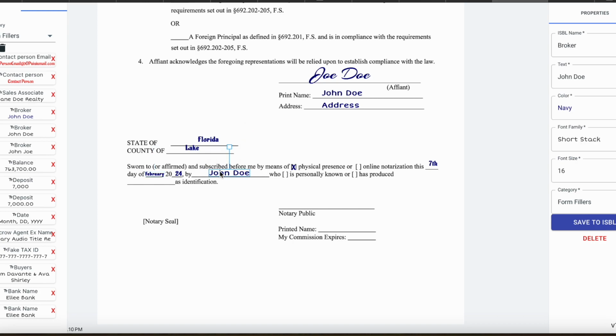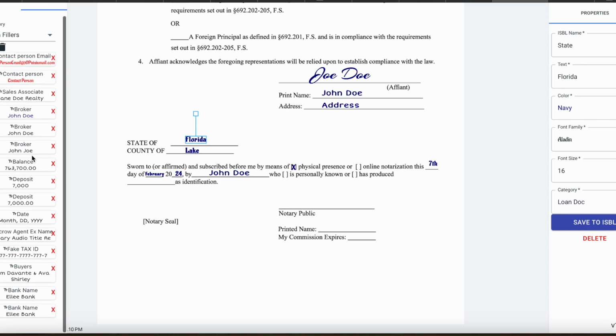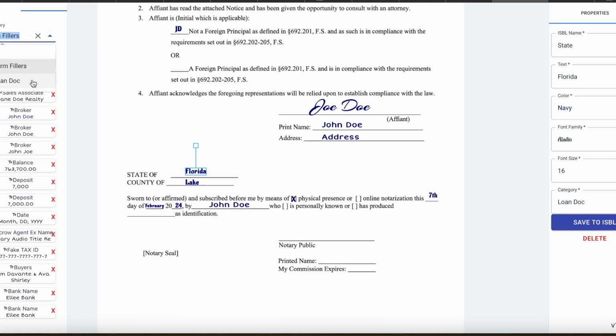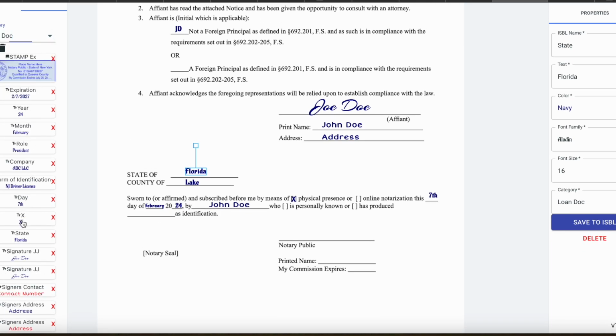Okay, who is personally known or has produced, so they're in front of you and they produce some type of form of ID. In this example here, they're in front of us and they're producing to us a driver's license. So let's go ahead and choose driver's license. But it's whatever that person is producing in front of you is what you're going to check off, or if you personally know them.